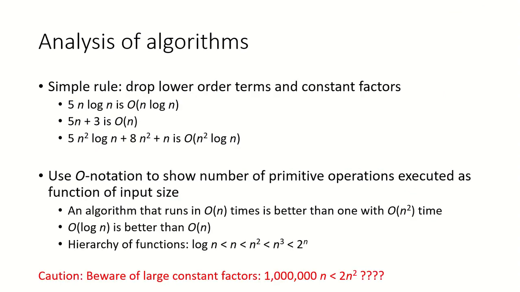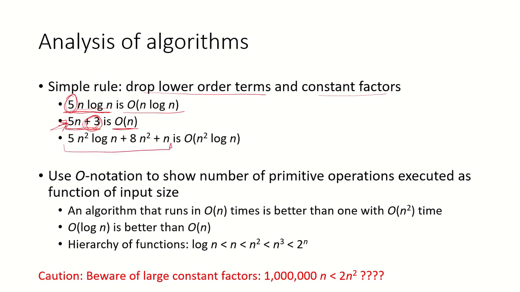When we do the analysis, one of the simple rules is to drop the lower order terms and drop the constant factors as well. So if the growth rate is given by 5n log n, then we remove the leading coefficient and we just say that the time complexity is order of n log n. Similarly, if we have the growth rate as 5n plus 3, we remove the constant factor, because when n becomes very large, the addition of this 3 is not going to matter a lot. Similarly, we drop the leading coefficient also, and we just say that the time complexity is order of n.